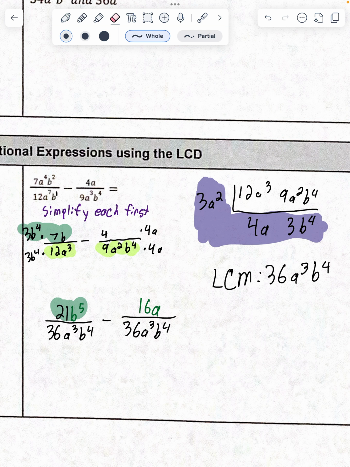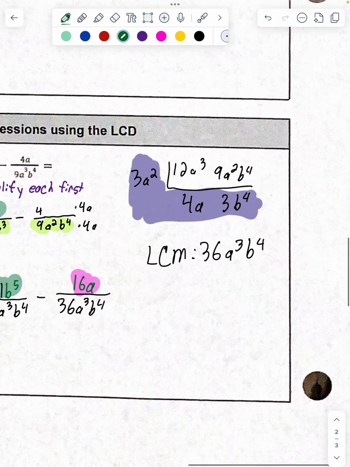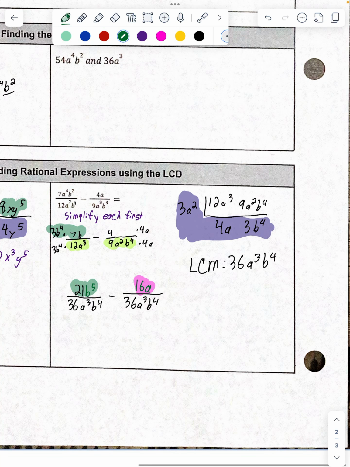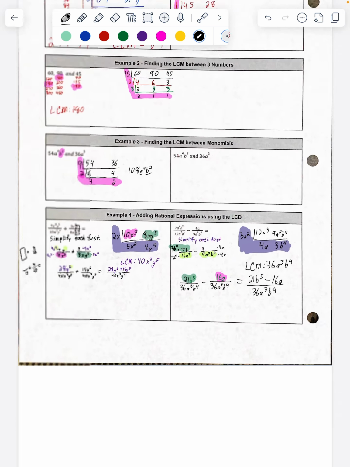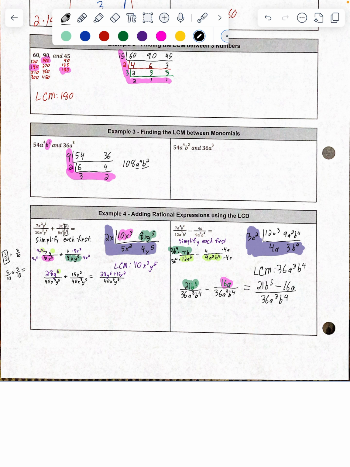And we can't actually subtract those. So we're just going to be left with a final answer of 21b to the 5th minus 16a all over 36a cubed b to the 4th. And that is how you do that. All right, guys. Have a good one.